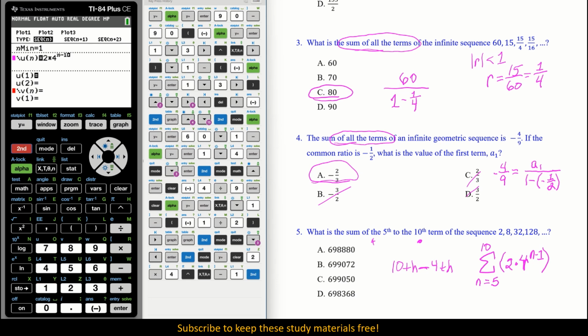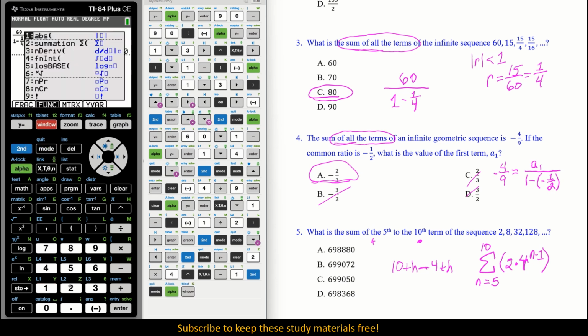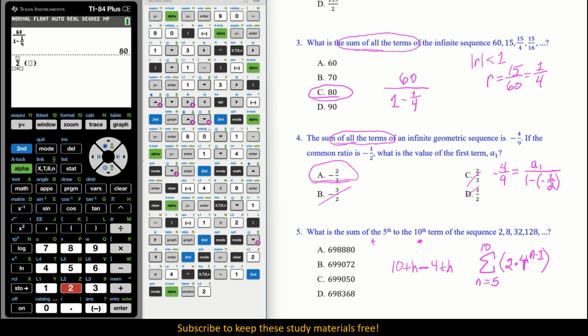Okay, and now I'm going to back all the way out. I'm going to say alpha window and go to number 2. That's your summation. And then n, and I need 5, and now I'm going to go up to 10, and now I want to pull that equation and use it. So I push alpha trace number 1, and let's push enter. And that's actually the correct answer.